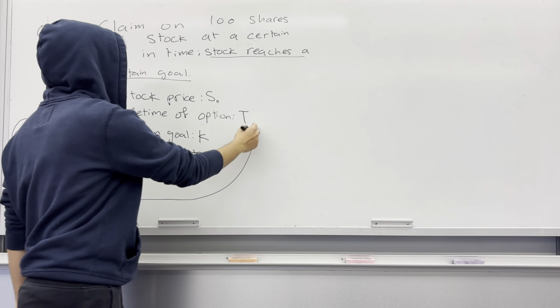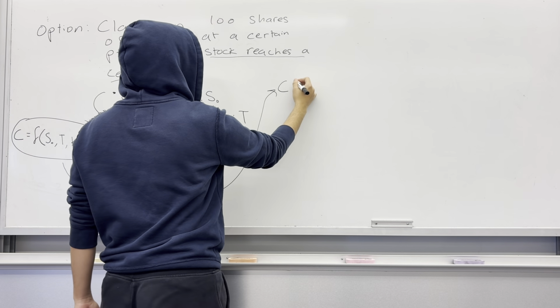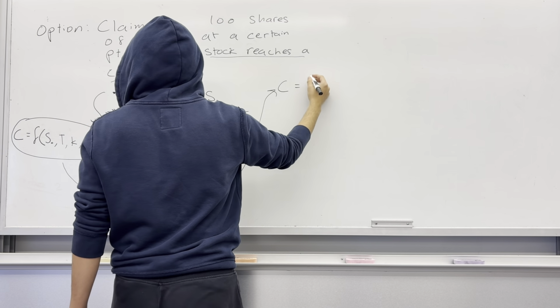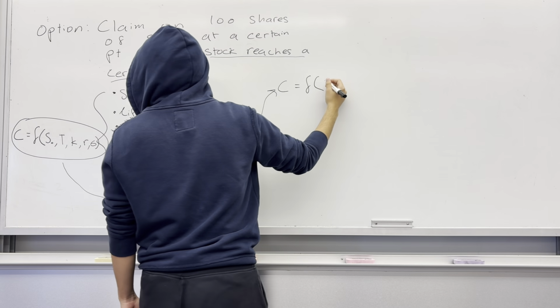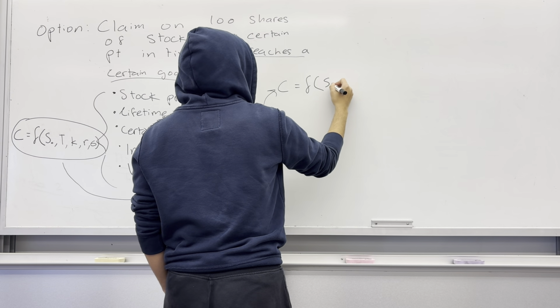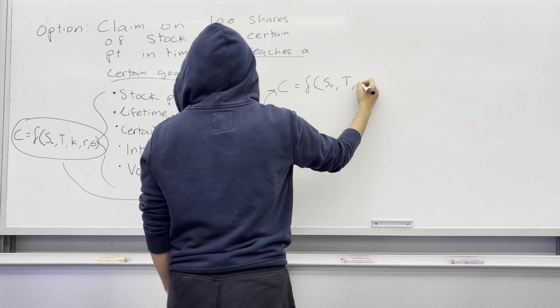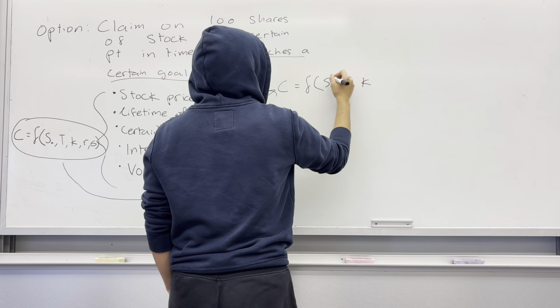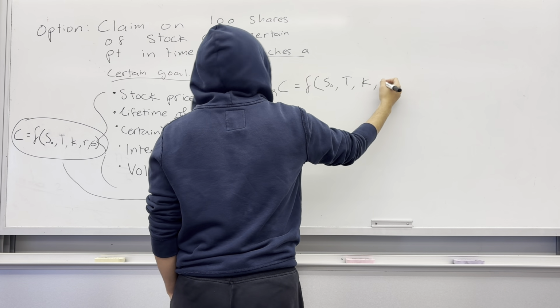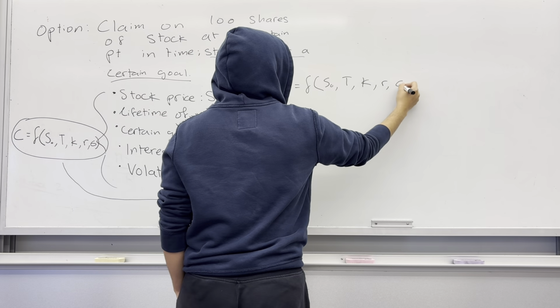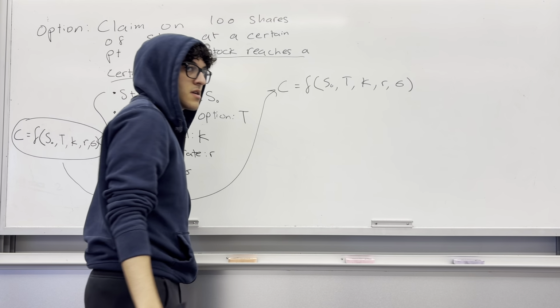I'm gonna send this over here. So C, the price of a call, is equal to a certain function based on the stock price, time, strike price, interest rate, and volatility.